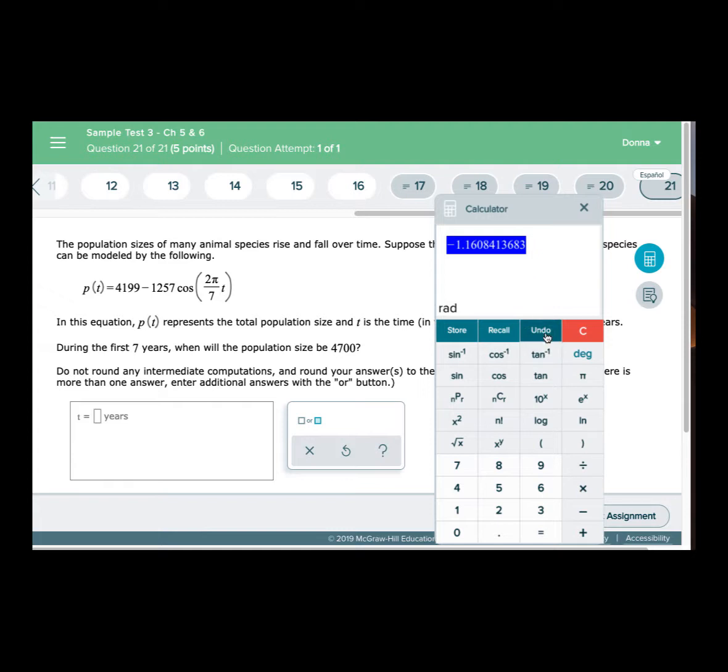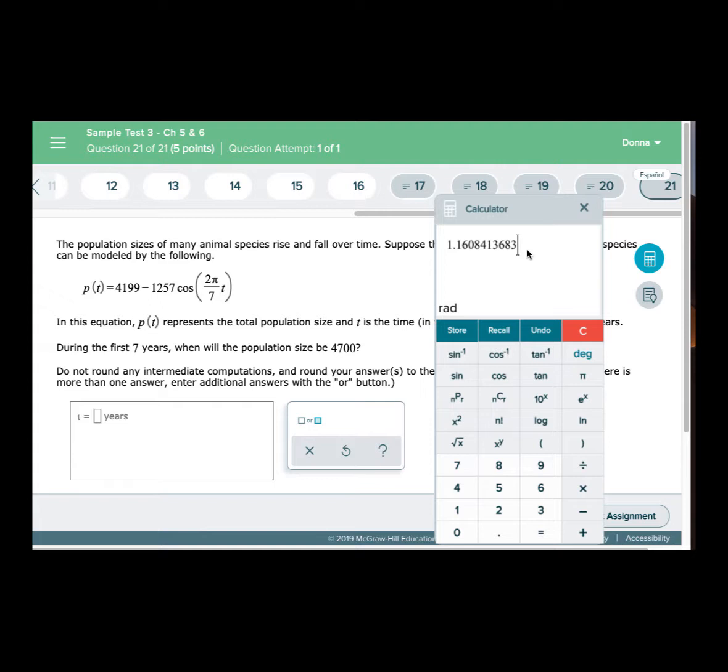I did that backwards, sorry. By subtracting the angle from pi, I'm going to get 1.16. That's going to be the reference angle. 1.16 radians, and about 1 radian is about 57 degrees, so this is going to be in the first quadrant.